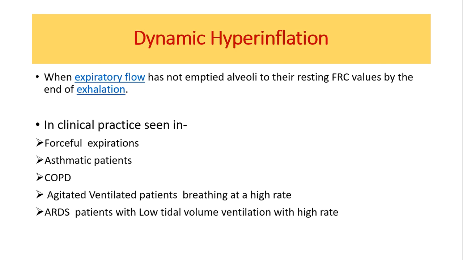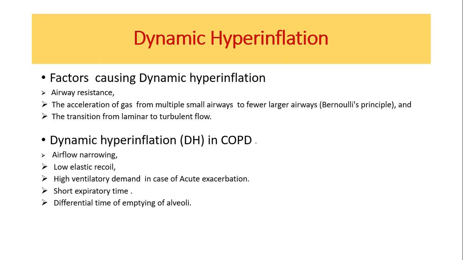Dynamic hyperinflation is the phenomenon where the expiratory flow is not fully emptied, hence the lung does not return to the resting FRC value. So there's some amount of air trapping which is occurring with every breath. It is seen normally when you do forced expirations in asthmatic patients, COPD patients, and also in agitated ventilated patients who are breathing at a very high rate. So you don't need to definitely have asthma or COPD. If you are breathing at a rate of 35-40, you will have some amount of air trapping. And ARDS patients with low tidal volume and a high rate, these are certain patients where you have dynamic hyperinflation.